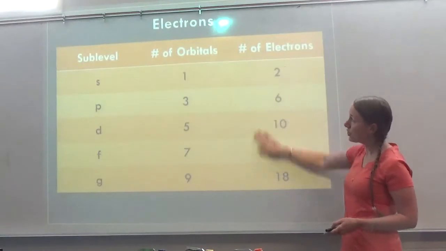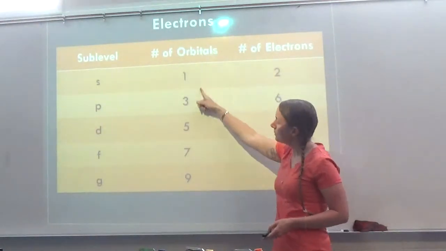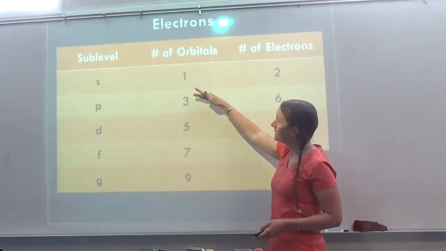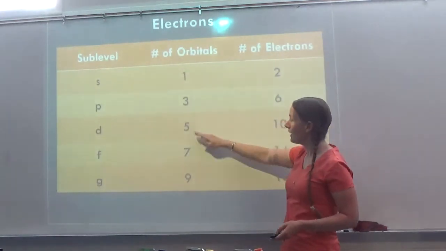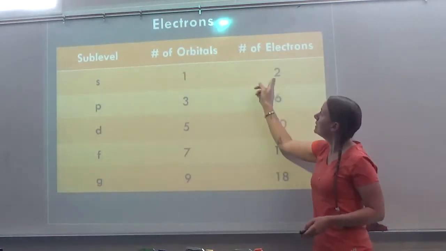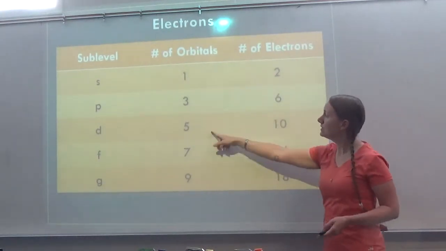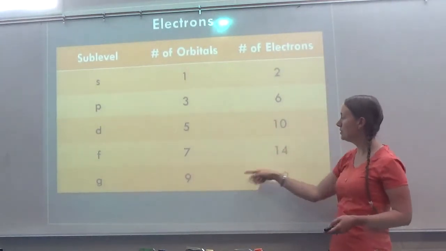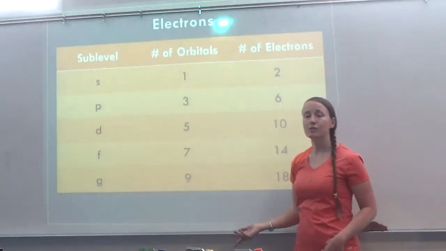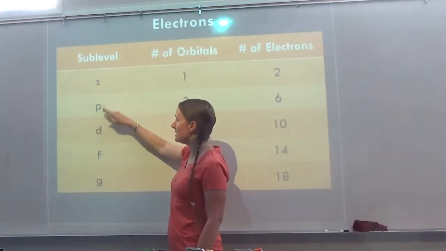So this is just a chart. What I want you to notice is the number of orbitals just increases by odd numbers. So 1, 3, 5, 7, 9. And then remember, to get to the number of electrons, you just multiply it by 2. So 1 times 2 is 2, 3 times 2 is 6, 5 times 2 is 10, 7 times 2 is 14, and 9 times 2 is 18. So really you just need to remember the order S, P, D, F, G.